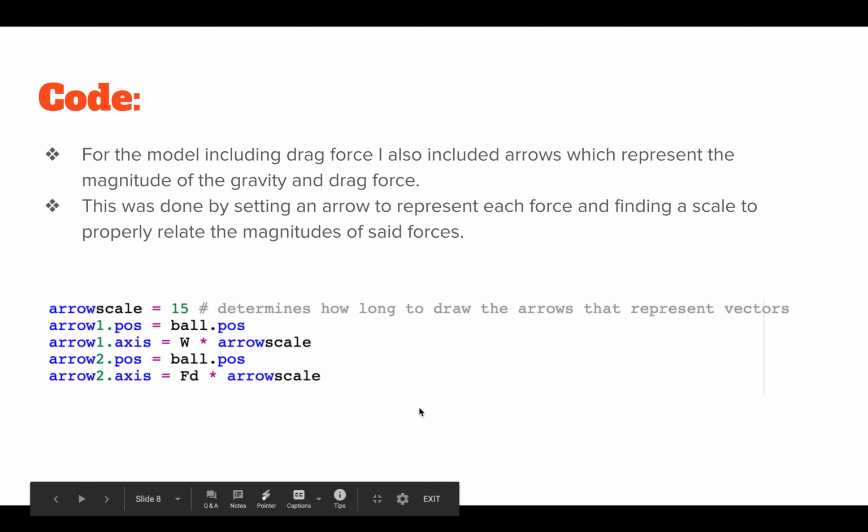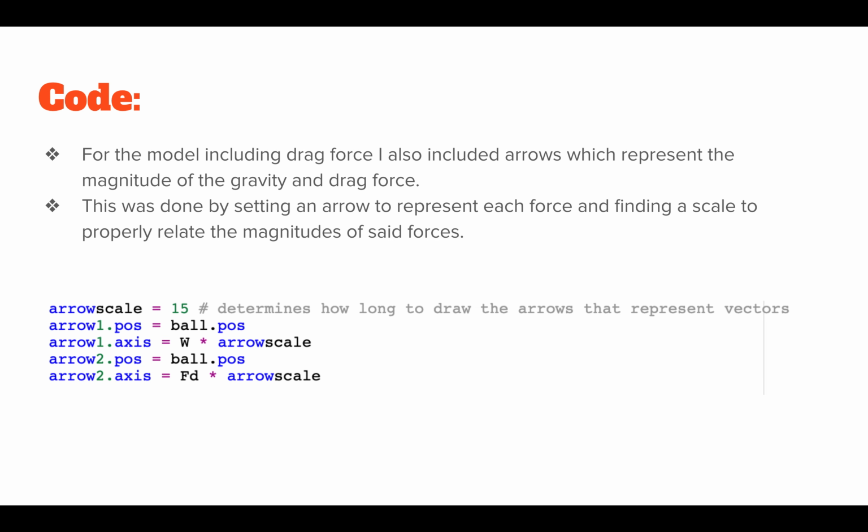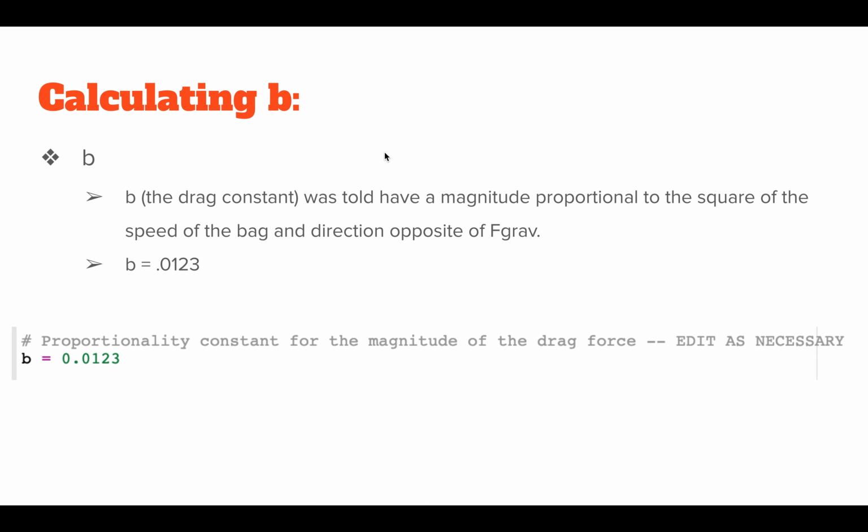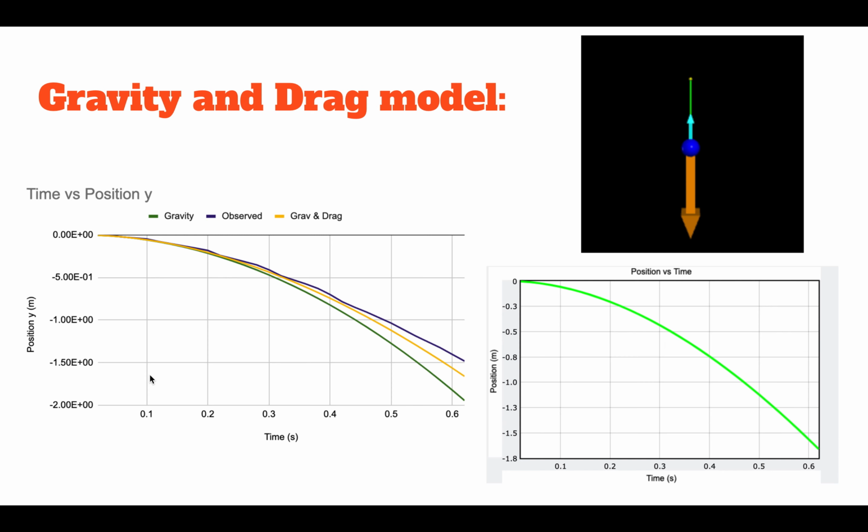When I made my second graph, I decided to include arrows which represent the magnitude of the gravity and drag force. This was done by setting an arrow to represent each force and finding a scale to properly relate these magnitudes. For my arrow scale, I ended up choosing 15, and you can see here I had an arrow to represent the weight and drag force. And for calculating B, we were told that it would have a magnitude proportional to the square of the speed of the bag and direction opposite of gravity. Direction opposite of gravity obviously means it was positive, and we got our B value to be 0.0123, and down here you can see where we implemented that in the code.